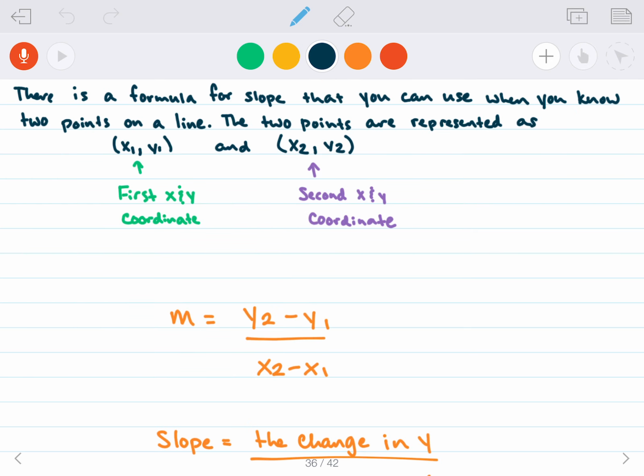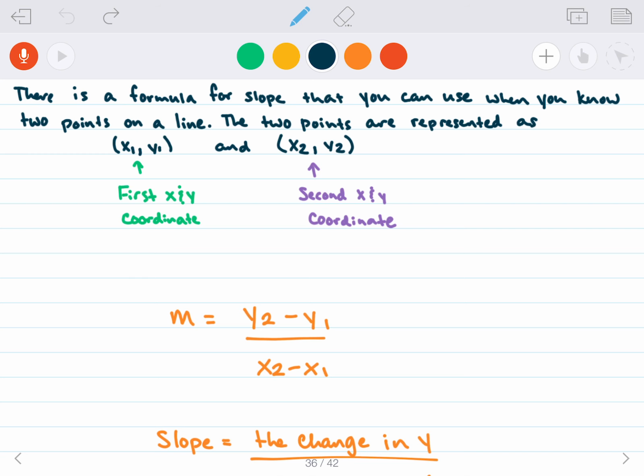Okay, so we can do other things other than rise over run. We can use this formula right here, and it is rise over run. It's just in formula form, and I'm going to show you why. So there's a formula. It's right here. And what does it mean?